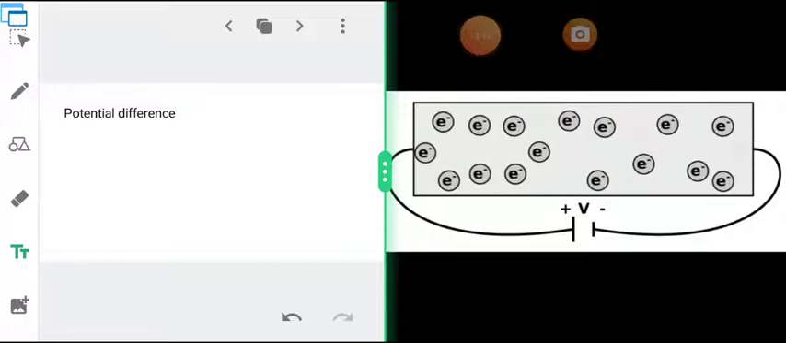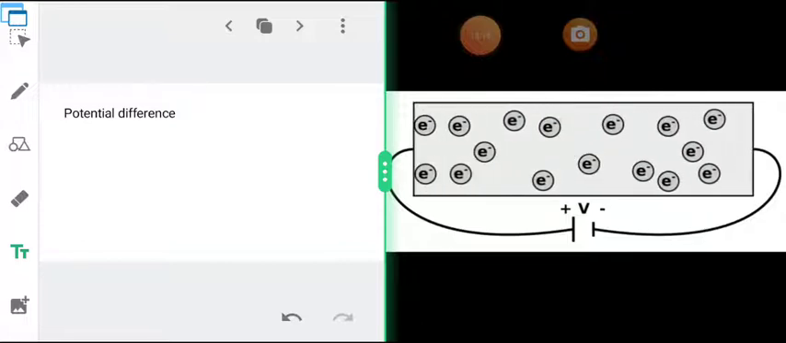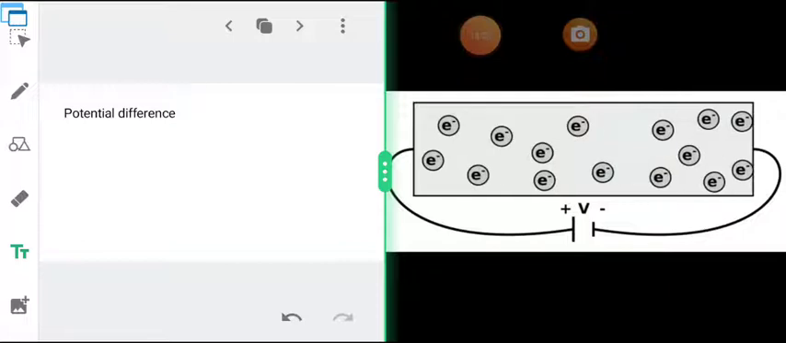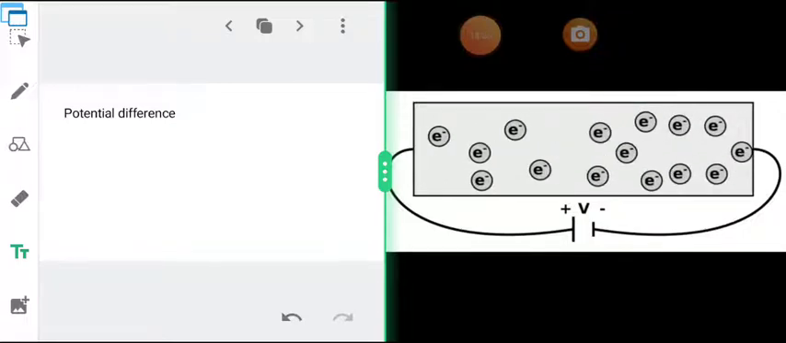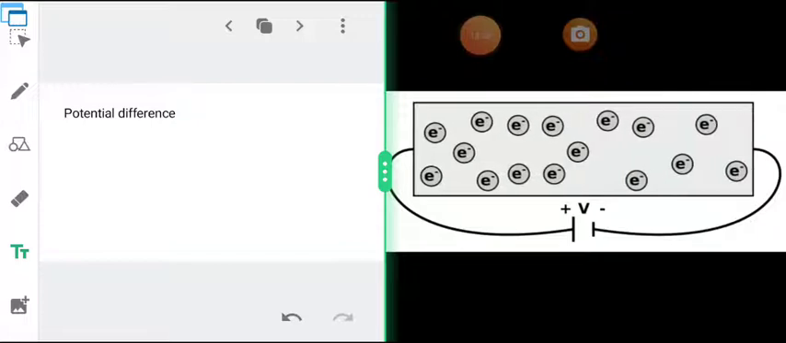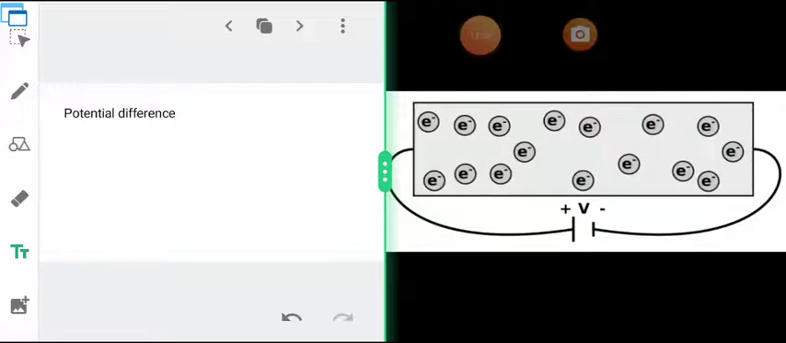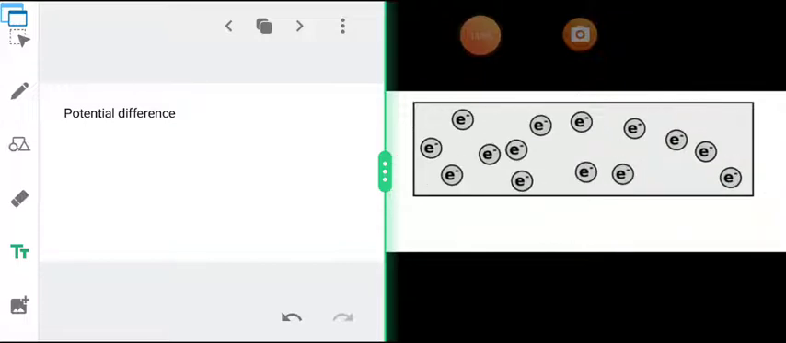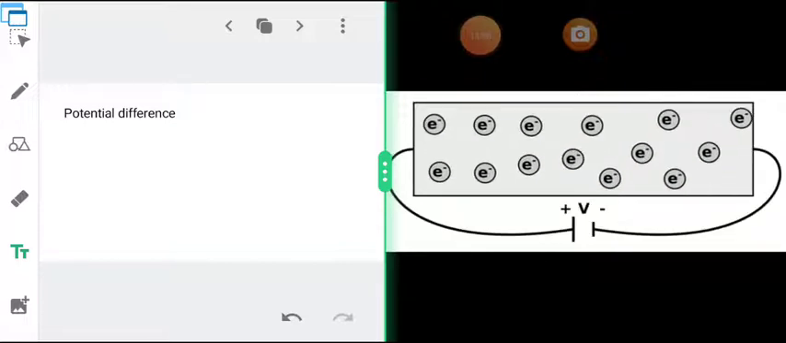In the picture, you can see a cell, that is the source of current, that is providing a voltage, or what is called the potential difference, that helps to make the electrons flow in one direction. Now, one question arises: what is this potential difference? About what kind of a difference are we talking?